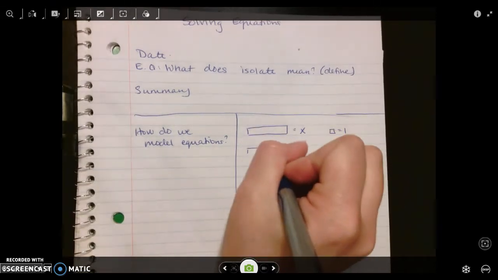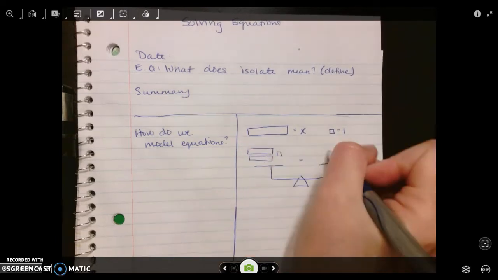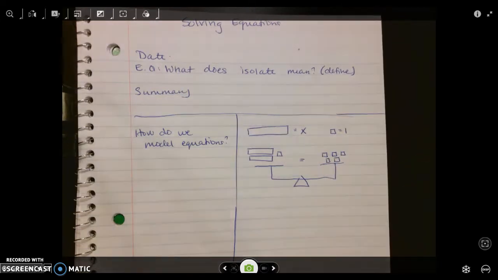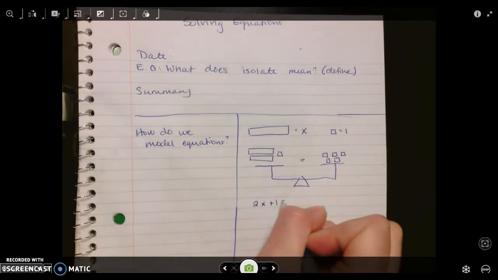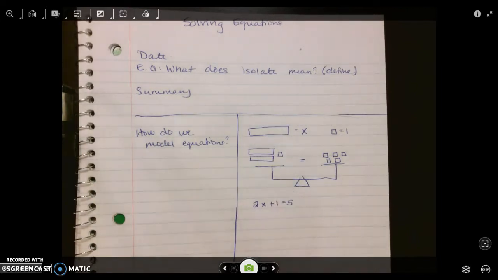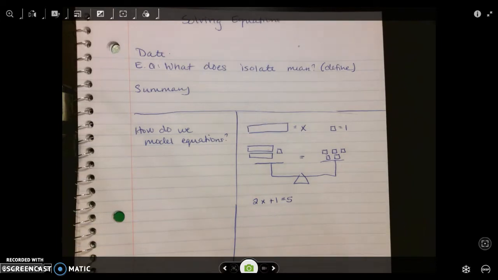Say for example, I have 2 rectangles and a square and then 5 squares on that side. This is 2x plus 1 equals 5. And our whole goal is to always figure out what our variable is equal to when we're doing these equations. Now, if you look at this one specifically, the way we can use the model is, well, it's balanced right now. Is there anything that I can take away and it'll still be balanced?